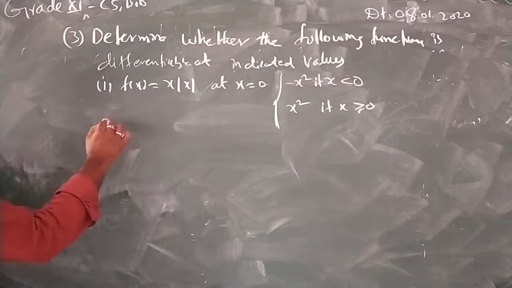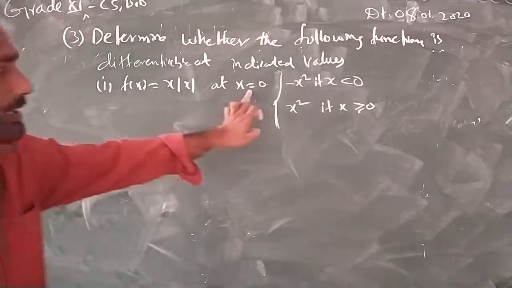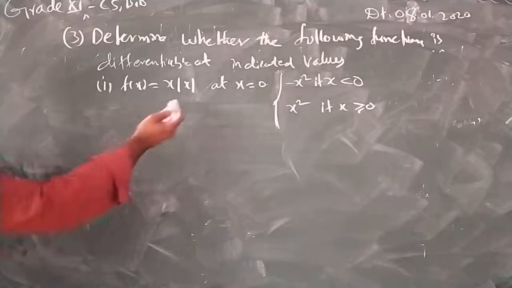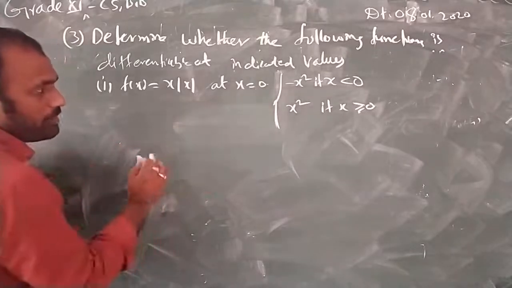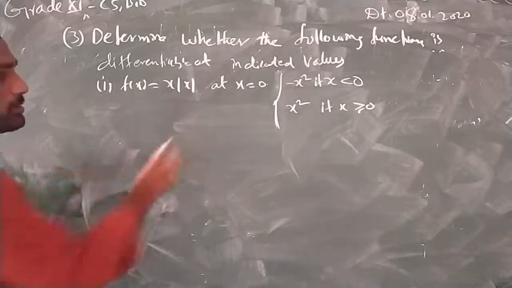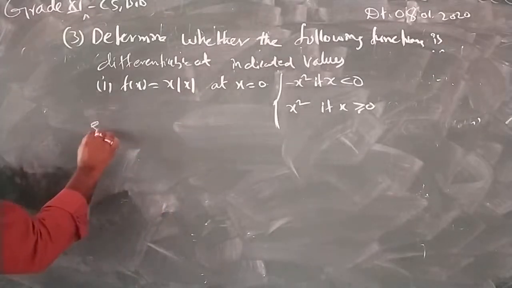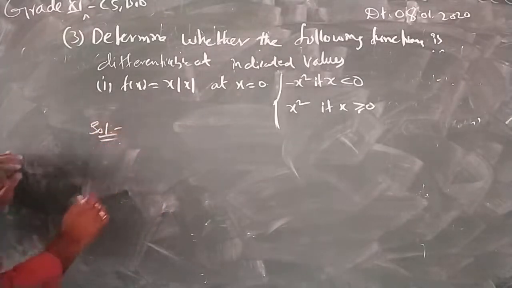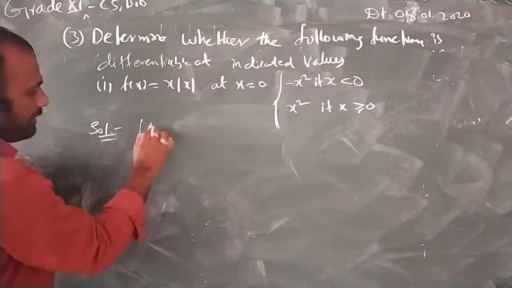So let us start finding. It is asking for differentiability at x equals 0. We will find the left hand derivative and the right hand derivative. If both are equal, then we can say that it is differentiable at x equals 0. Let us see the solution. Left hand derivative first.